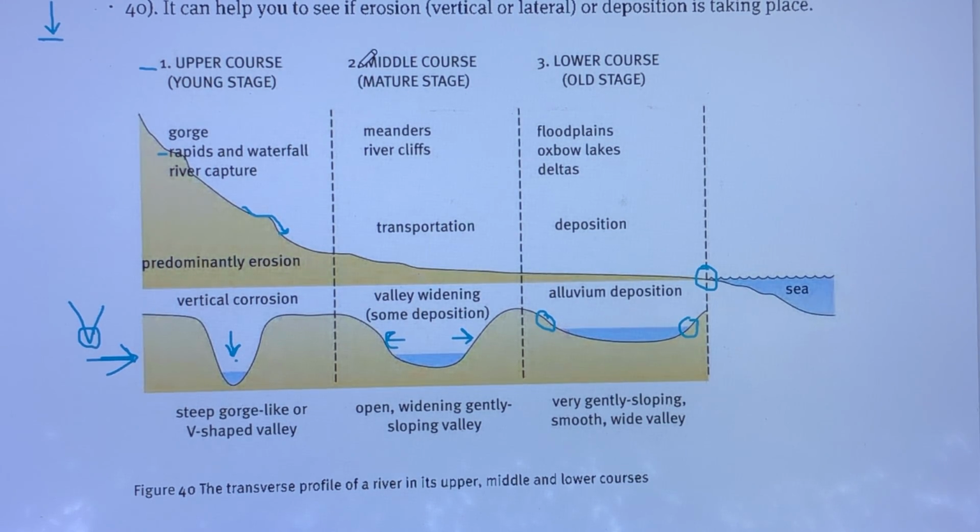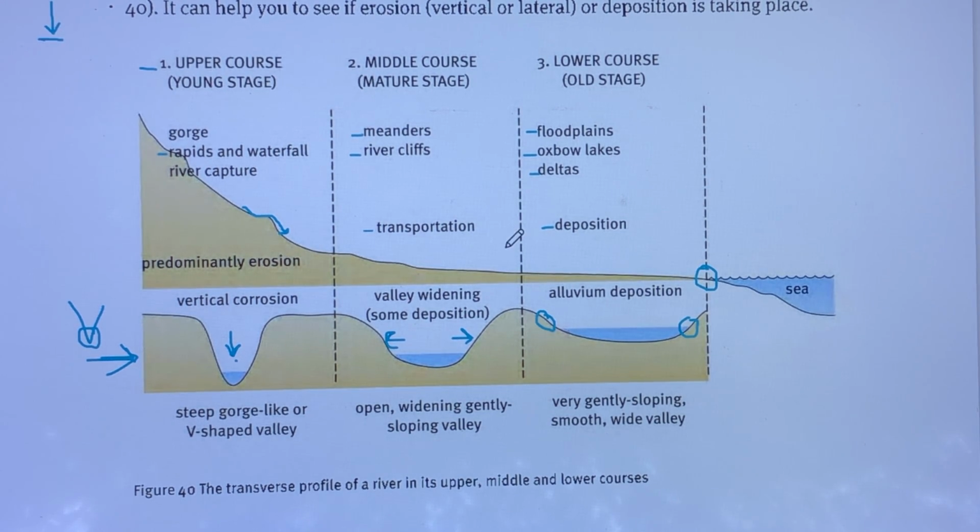All right. So number 2, the middle course. When you talk about the middle course, the most commonly found features are meanders and river cliffs. This is where there is more transportation of eroded material, because the erosion took place in the upper course and continues also in the middle course. So there will be more eroded material from the upper course as well as the middle course being pushed away until it is deposited. Deposition is the final stage of transportation of this eroded material. The most commonly found features are floodplains, oxbow lakes, and deltas.